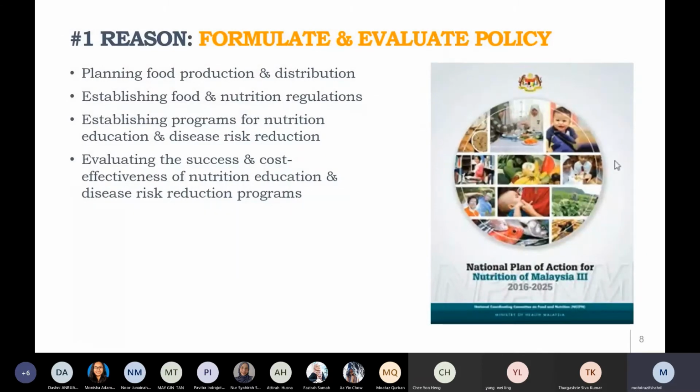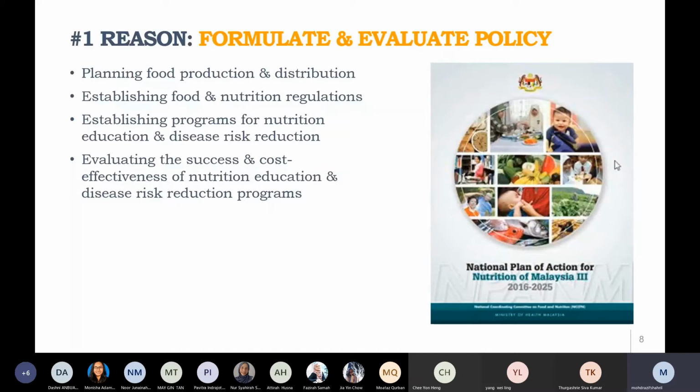And this should be the fourth reason. There's a typo there. Formulate and evaluate policies. So dietary assessment data is used for planning food production and distribution. They will identify what types of foods to be produced and what types of food to be distributed, imported, exported, and so on. And the country also uses dietary data to establish food and nutrition regulations and programs for nutrition education and disease risk reduction. And finally, we use dietary data to evaluate the success and cost effectiveness of nutrition education and disease risk reduction.